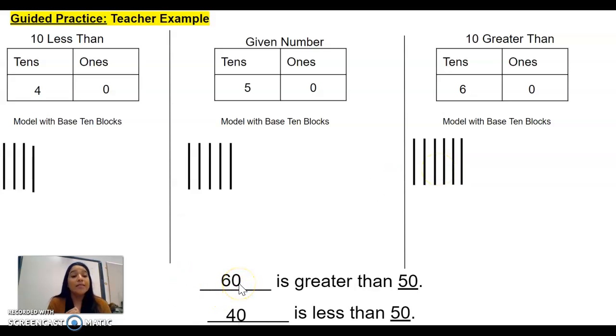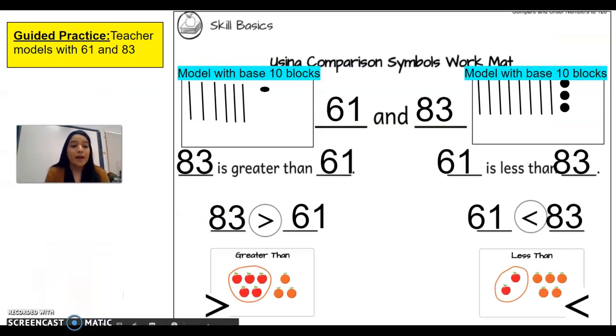At the bottom, we said 60 is greater than 50 because 60 is a bigger number than 50. And then 40 is less than 50 because 40 is smaller than 50. It's a smaller number. It's less than. Okay, and we also use our comparison work mat. So we were asked to model a number and then figure out what number is greater or less than. And we had to use our symbols as well.